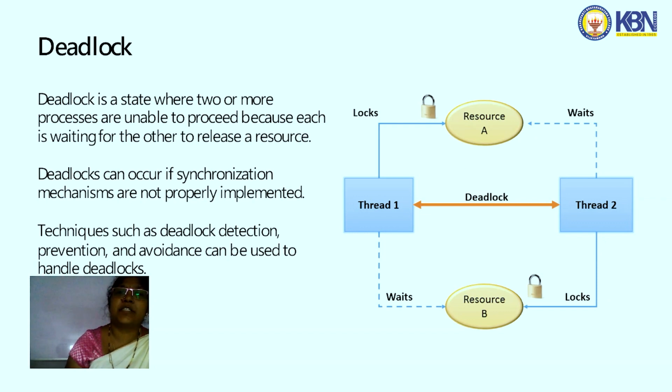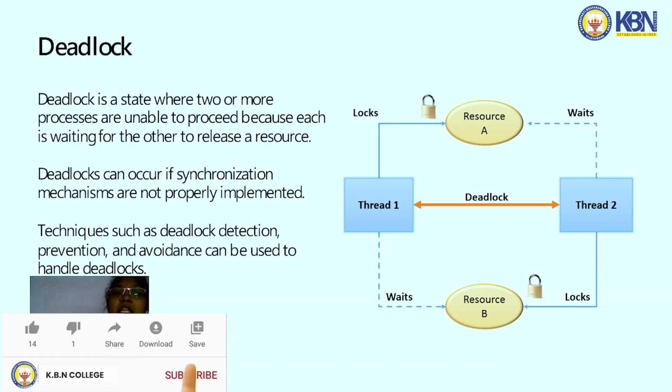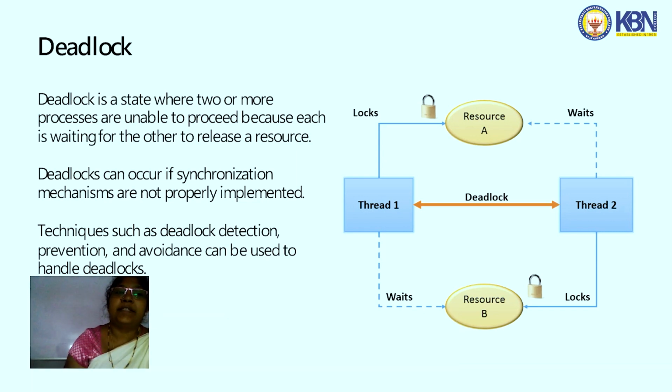Deadlocks. One of the most important concepts in synchronization is the deadlock. So why will a deadlock occur? Deadlock is a state where two or more processes are unable to proceed because each is waiting for another's resources. So it is waiting for the resources, and the other one has locked them. A deadlock can occur if the synchronization mechanisms are not properly implemented. So we definitely need synchronization. Techniques such as deadlock detection, prevention or avoidance can be used to handle deadlocks. How we can handle deadlocks, we can learn it.